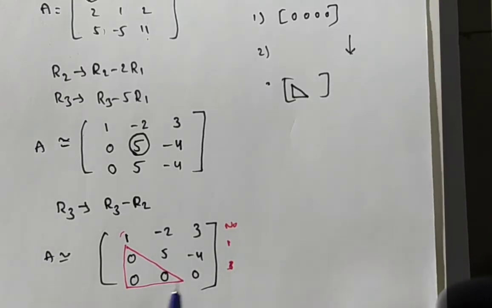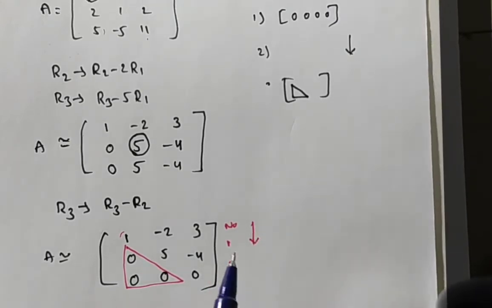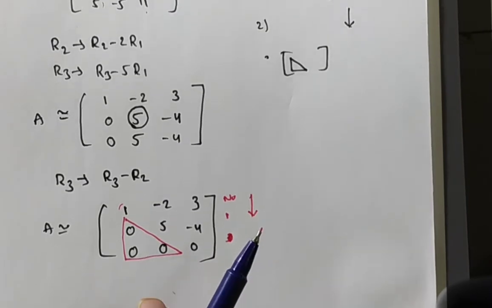Of course, whenever zero rows are there, that time only. This is a zero row, so no need to verify. So, are zeros increasing with row number or not? Yes. So, the two conditions of echelon form are satisfied.